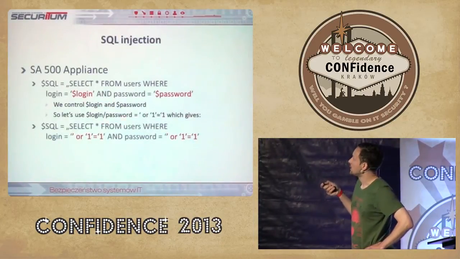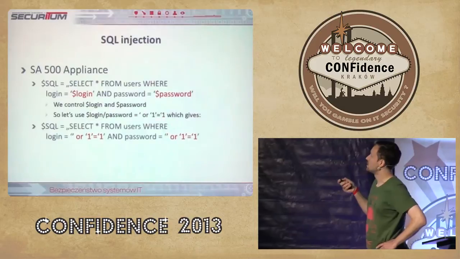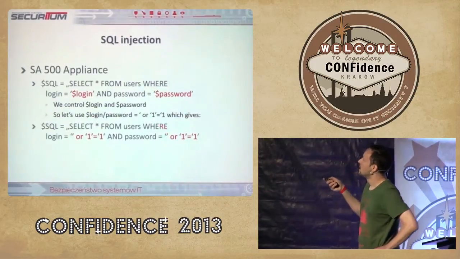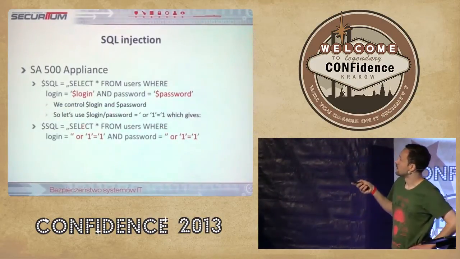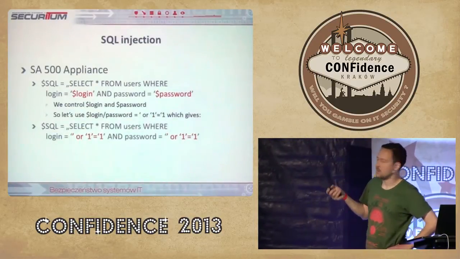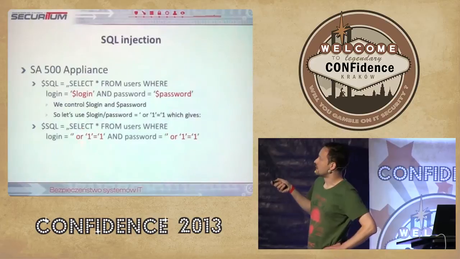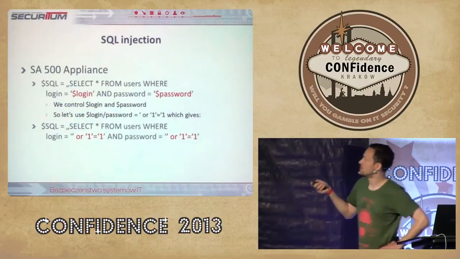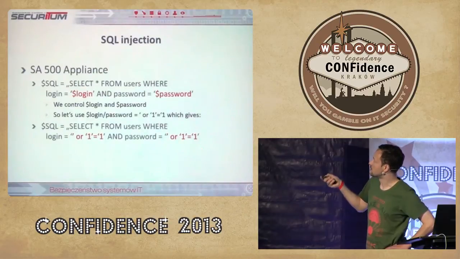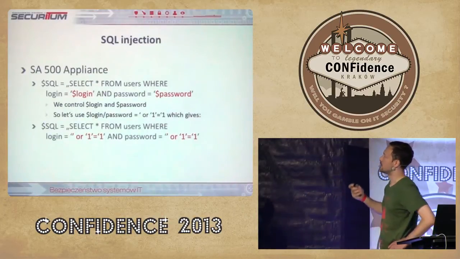So if we use something like this, login and password equal to quote space or space 1 is equal to 1, quoted in such a way, we have the following query. Get me everything from the users where login is empty, it's probably false, or 1 is equal to 1, it's always true, so this part is always true, and password is empty, so this is false, and this is always true. So again, this statement is always true, so we are getting all the users from the database.